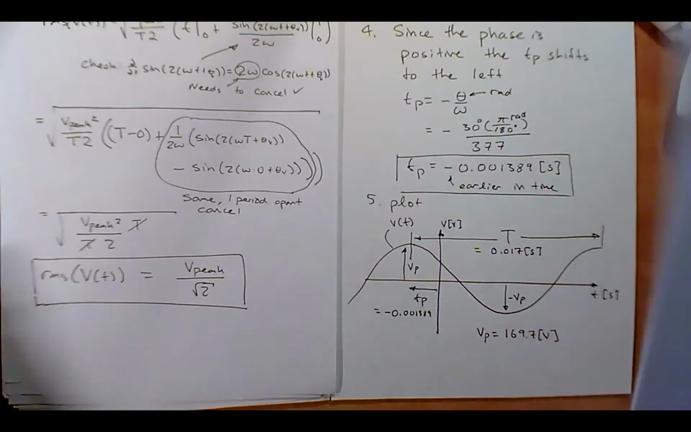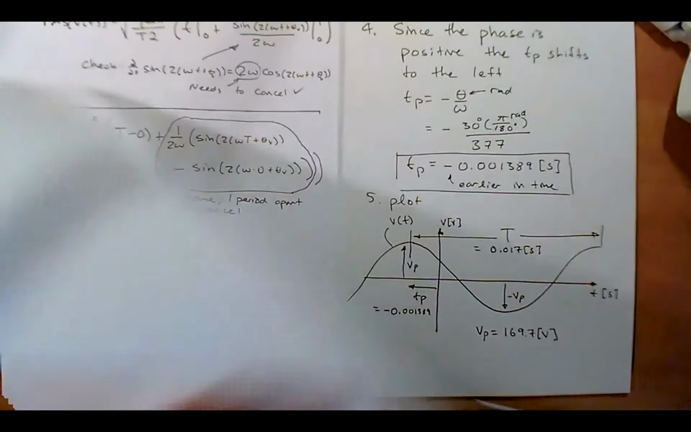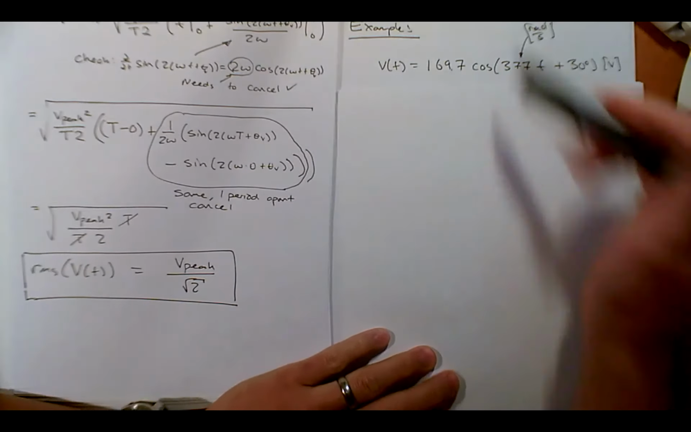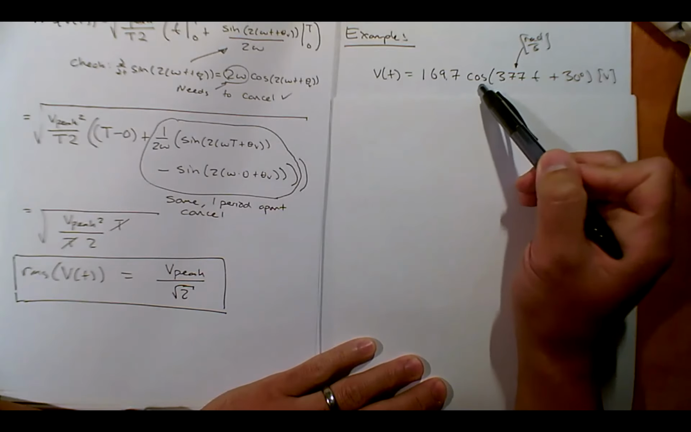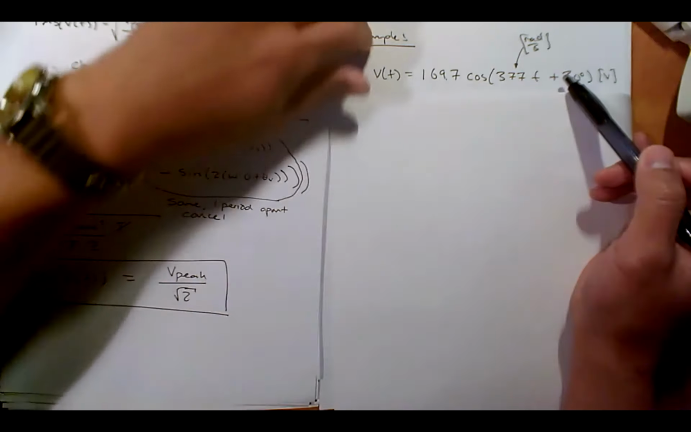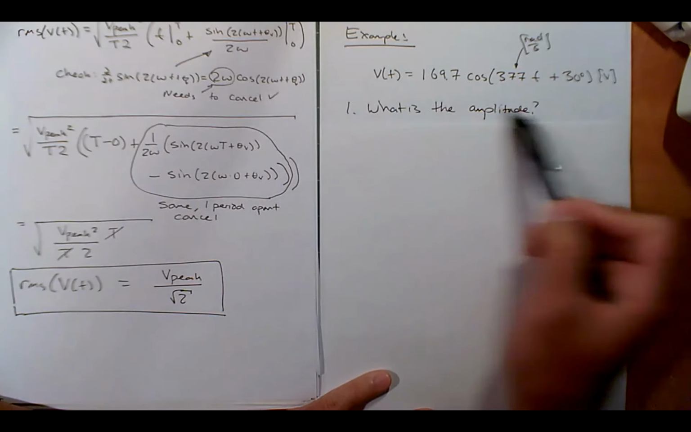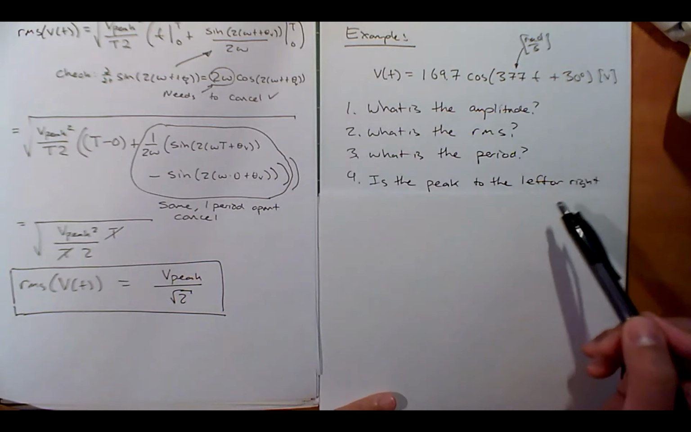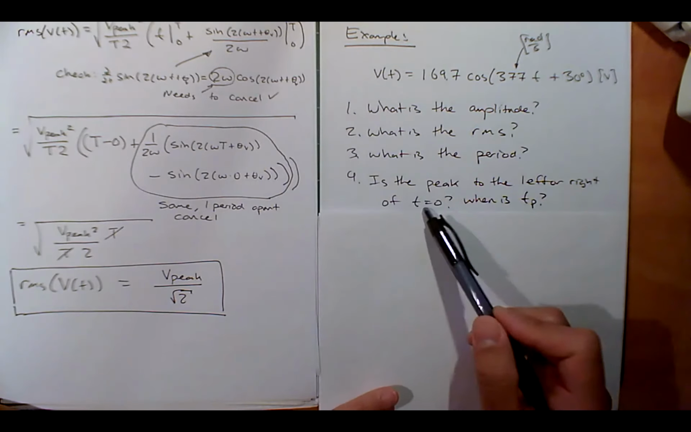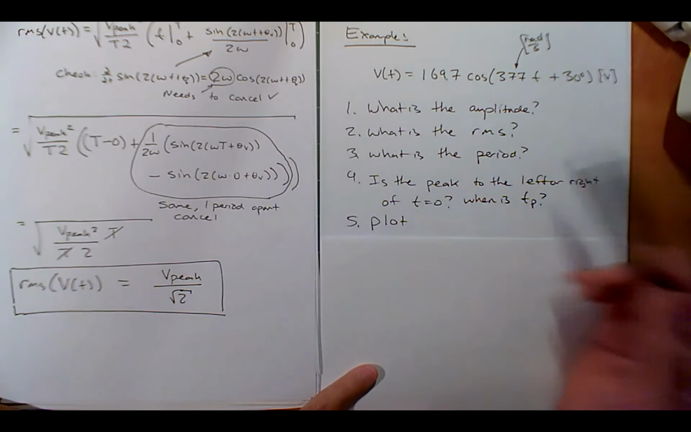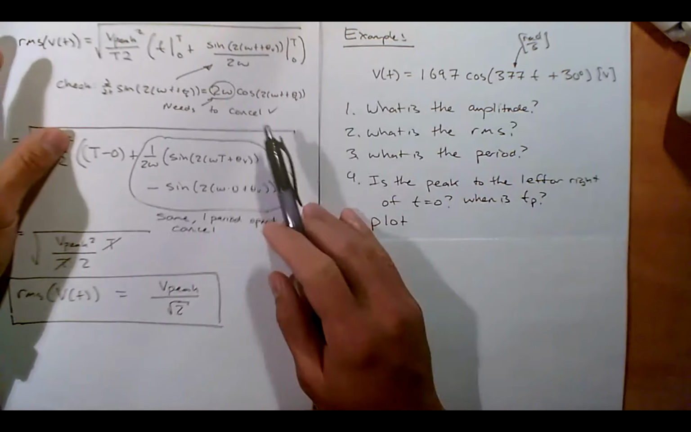Okay, so now let's go to this example. Let's look at this: 169.7 cosine of 377t plus 30 degrees. The question asks, what is the amplitude? Oh, it's easy. What is the RMS? Oh, that's again easy. What is the period? Easy. Is the peak to the left or right of t equals 0, and when is the peak time? Easy. And then plot. Okay, now that we have this nice review, we got this.